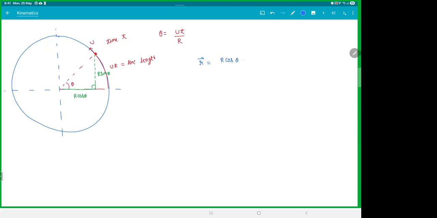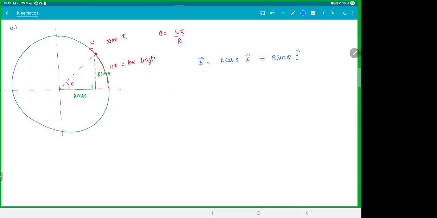So I'll just leave it like this. And r sin theta j cap. You can substitute theta there. This is your position vector. This is the position vector at any time t. What are you asked? Find the average velocity. So this is the first part.